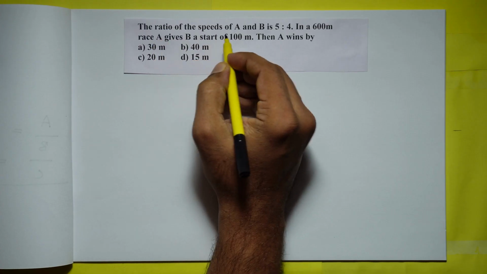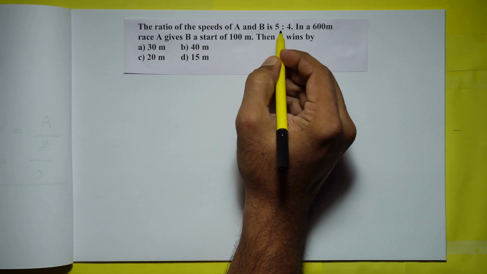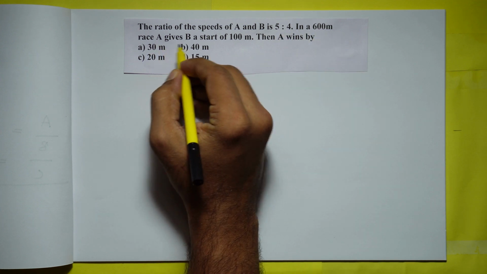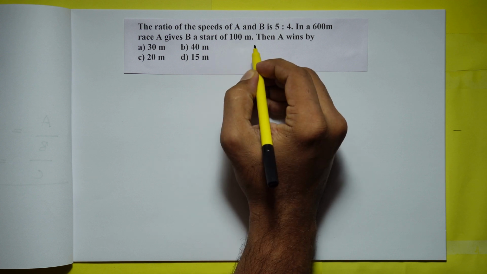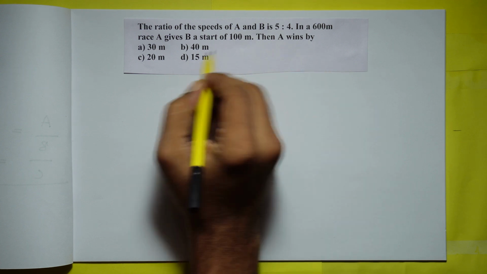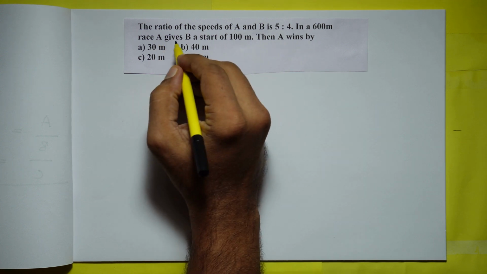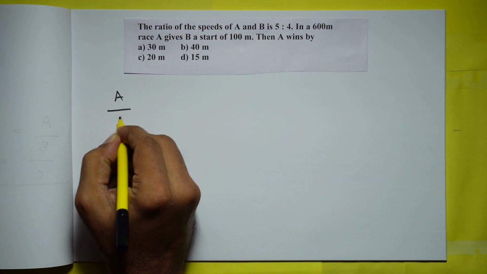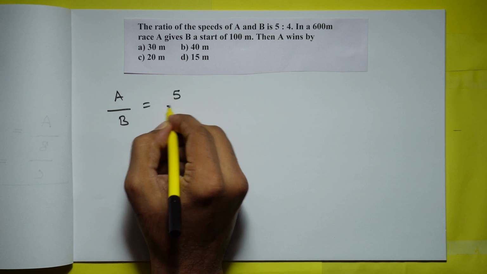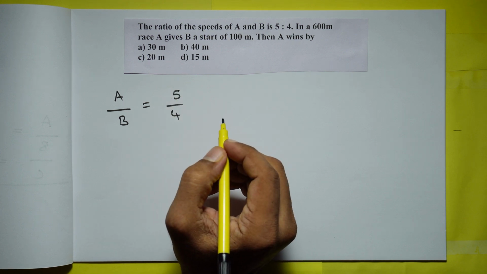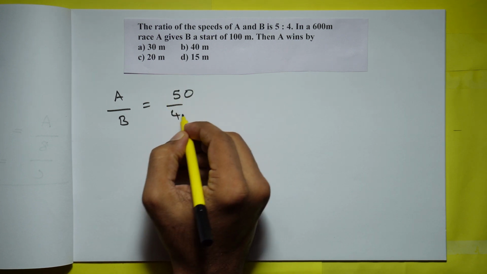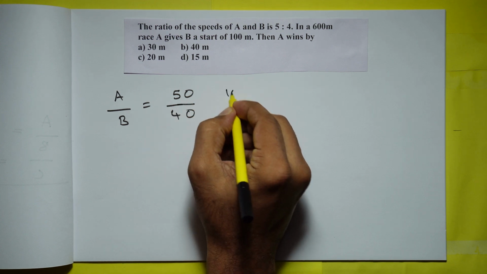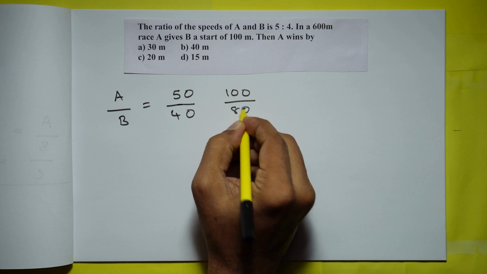The ratio of the speeds of A and B is 5:4. In a 600-meter race, A gives B a start of 100 meters. Then A wins by how much distance? The ratio of the speeds of A and B is 5:4. So when A does 5 meters, B will do 4 meters. Similarly, when A does 50 meters, B will do 40 meters. If you double both the values, when A does 100 meters, B will do 80 meters.